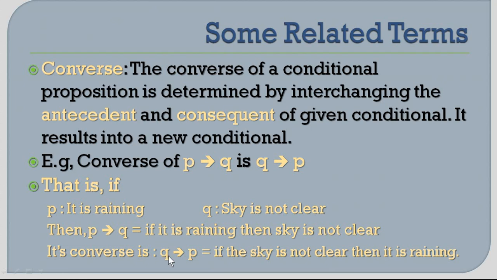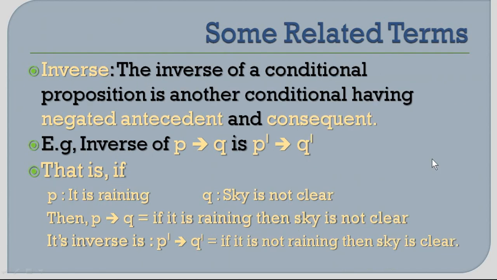So converse is nothing but interchanging P and Q, right? So what happens? The statement also should be interchanged. So two statements are there. You can see the second statement comes first and first statement goes next. So you can write if the sky is not clear, then it is raining. Now you can understand what it is. So you are going to just interchange both these sentences and write. And if you are going to join both, you are going to use if then. If you use if then you call it as converse. So it will come like this: if the sky is not clear, then it is raining.